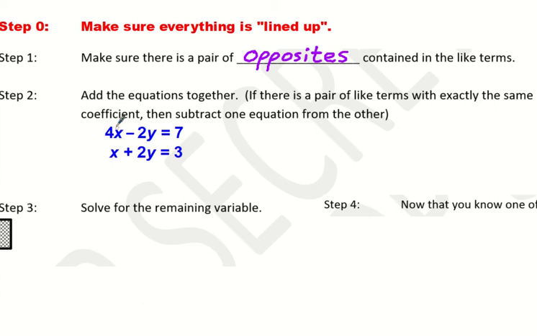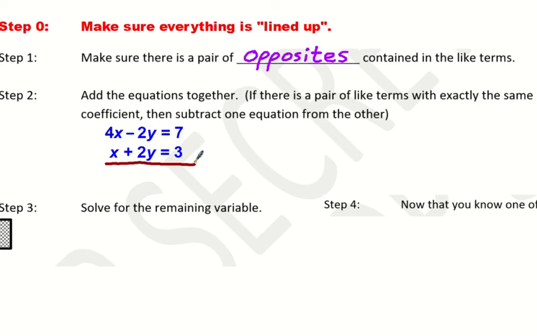Are the x's perfect opposites? Will they add up to 0? Heck no. Are the y's perfect opposites? Yes. Negative 2y and positive 2y are perfect opposites. When you add these up, it'll be 0. So since we have perfect opposites, we can go ahead and add these two equations together.